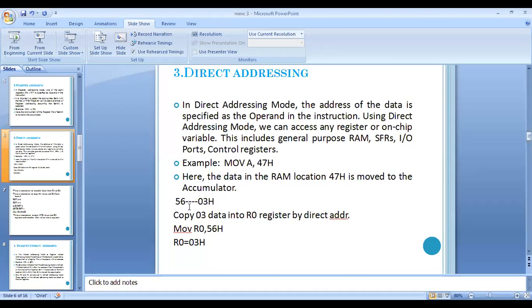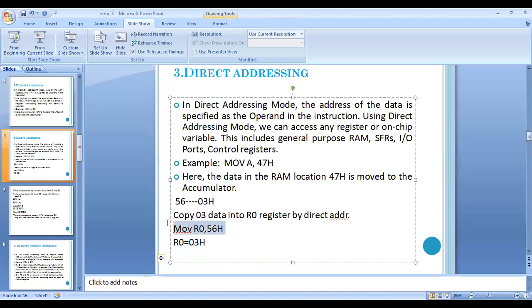Now for example, in yesterday's class we have seen, what if 56 is the location and at this location we have stored the data 03. We have to copy the 03 data into the R0 register. In the direct addressing mode, how can we write? MOV R0, 56. By seeing this instruction, what do you come to know? 56 is the location, and at this location what is the data? 03. So this 03 value is copied into R0. After the execution of this instruction, what is the value of R0? It is 03.